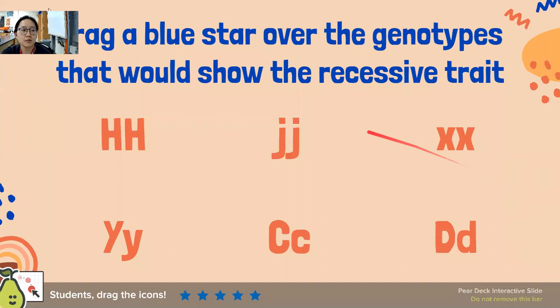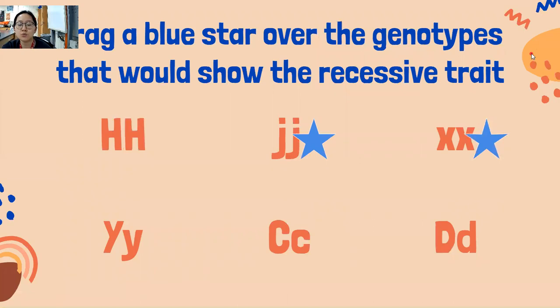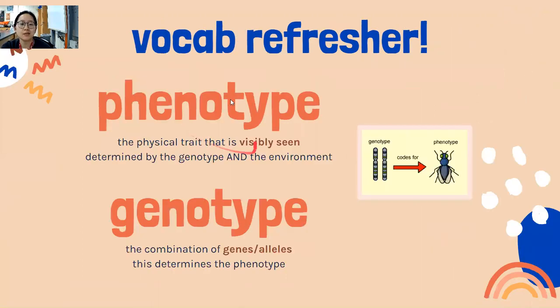I'm going to ask you here to go ahead and drag a blue star over the genotypes that would show a recessive trait, like I explained. The answer should be only where both letters or both alleles are recessive. Then you will show a recessive phenotype. If there's even just 1 single capital allele or 1 dominant allele, then the dominant phenotype or dominant trait is going to show.